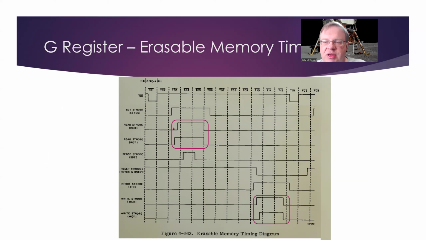So when it comes to erasable, when we're reading data out of erasable memory, we need to be able to bring that data into the G register. And then we also have to be able to write into it. The write is actually fairly straightforward.